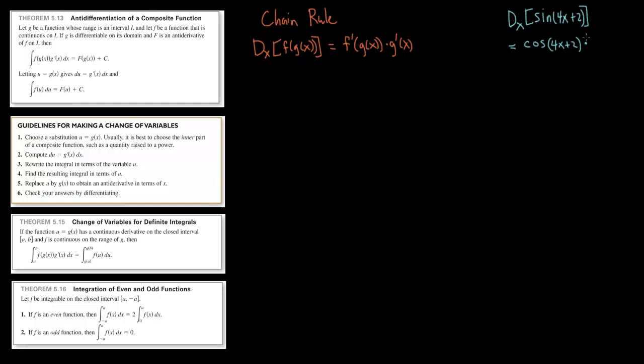But then we have to multiply by the derivative of the inside function, so the derivative of 4x plus 2. And so the final answer we get is cosine of 4x plus 2 times the derivative of 4x plus 2, which is just 4. Okay? So that's what the chain rule gave us.